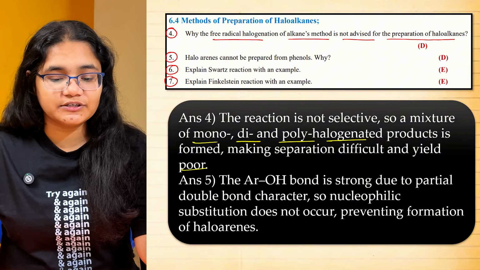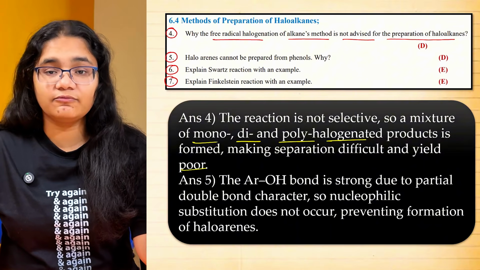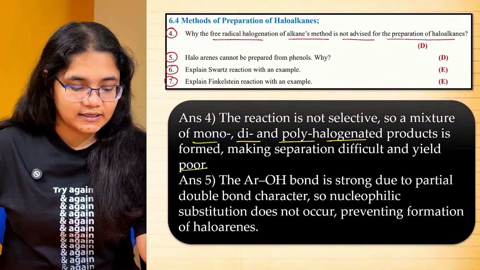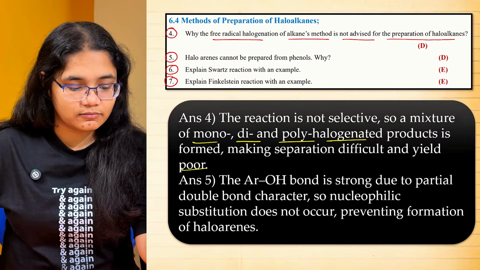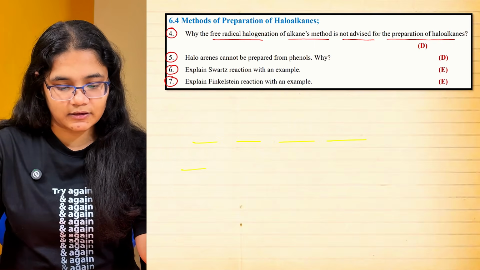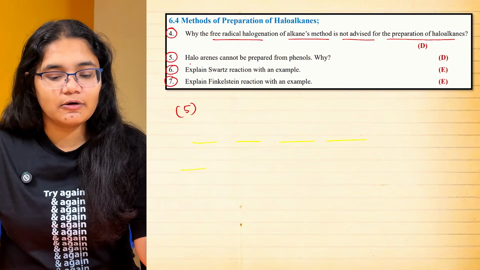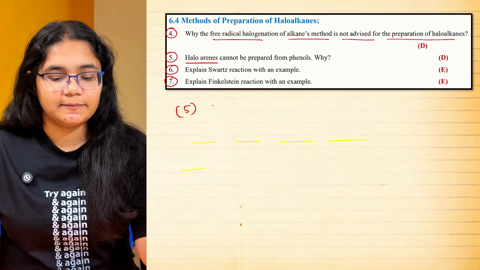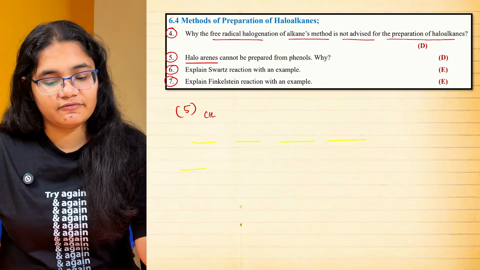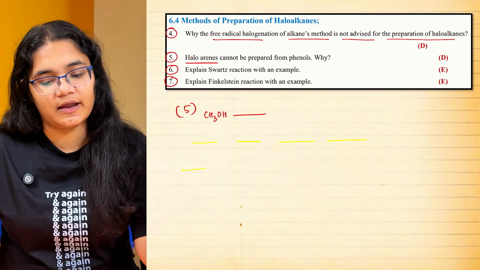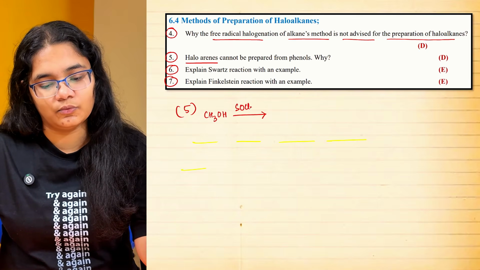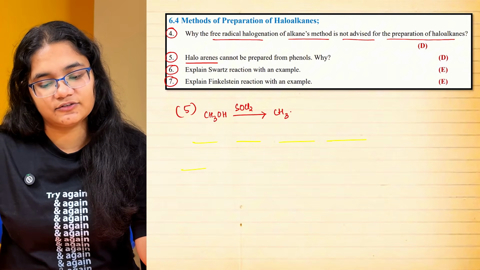Second, fifth question: haloarenes cannot be prepared from phenols. Now, let's just discuss something about question number 5. For example, if I have CH3OH and I treat it with SOCl2, I can easily get CH3Cl.